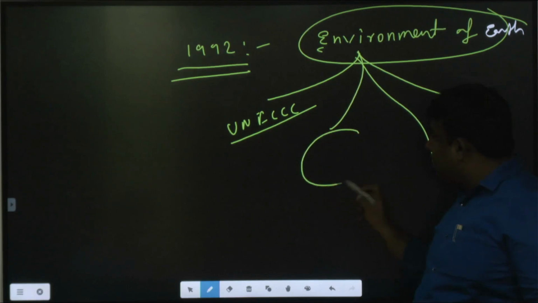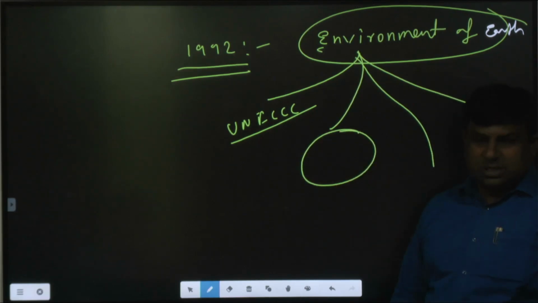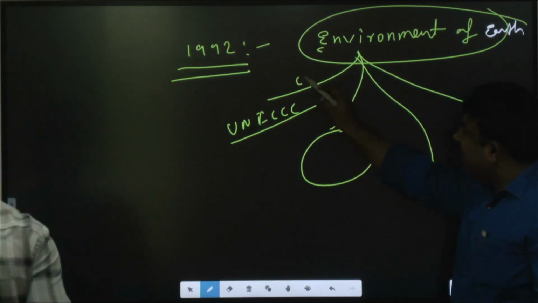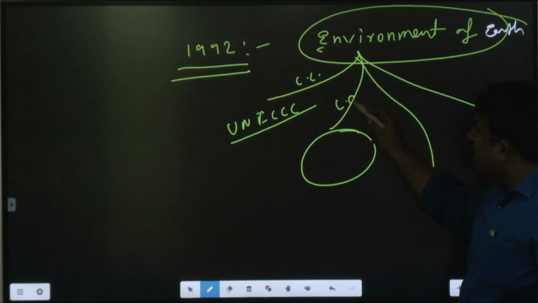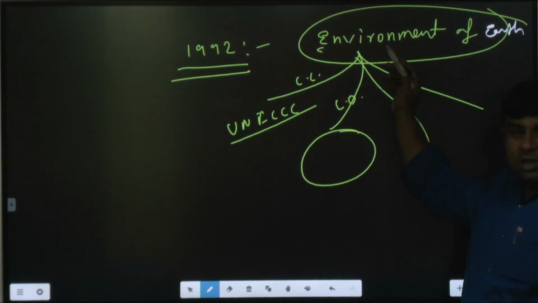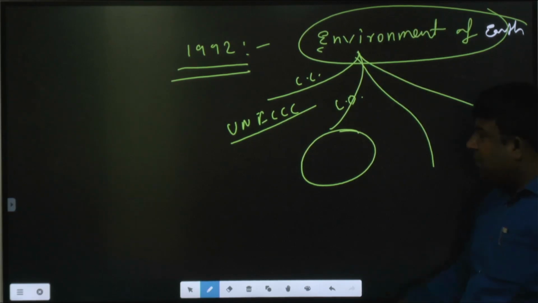Another major problem noticed related to environment in that convention was the problem of land degradation. It was the second problem noticed related to environment in that summit. So for handling the problem of land degradation, a second agreement was finalized, known as UNCCD, United Nations Convention to Combat Desertification.